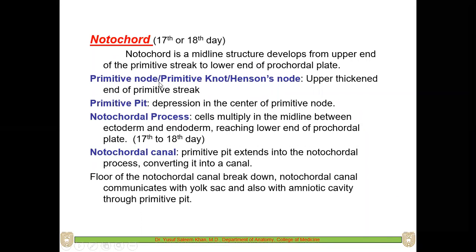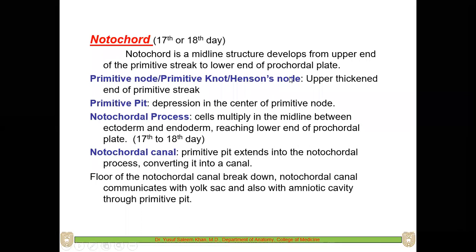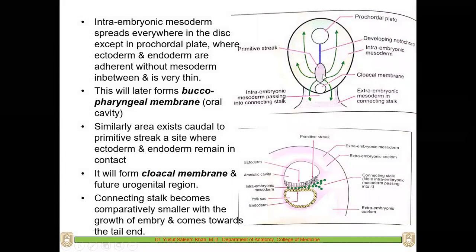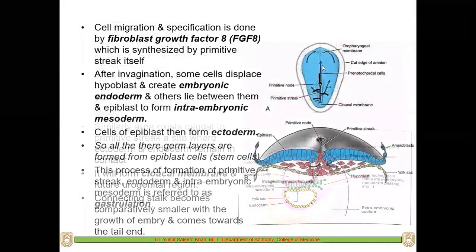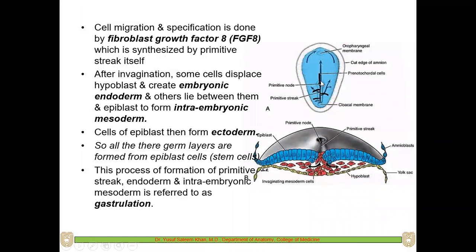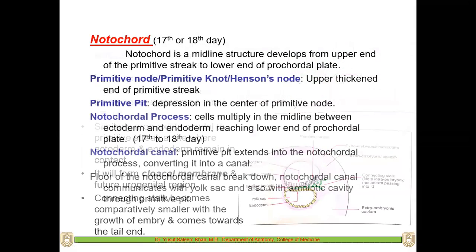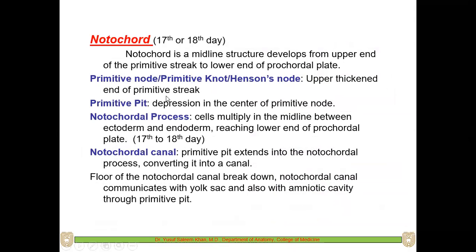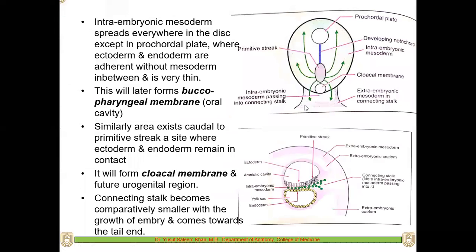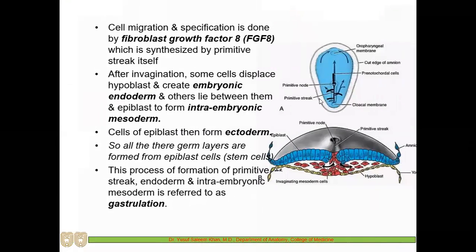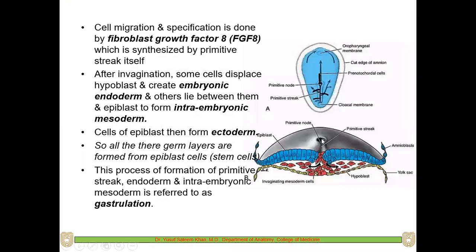Now the primitive node, or primitive knot, or Hensen's knot, is the upper thickened end of the primitive streak. Let me show this picture. Here, this is called the primitive node. This is the primitive streak. The upper end of this primitive streak is called the primitive node or primitive knot, or even primitive pit. All the same. The primitive pit is the depression in the center of the primitive node. So there is a depression within the primitive node. This is called the primitive pit.